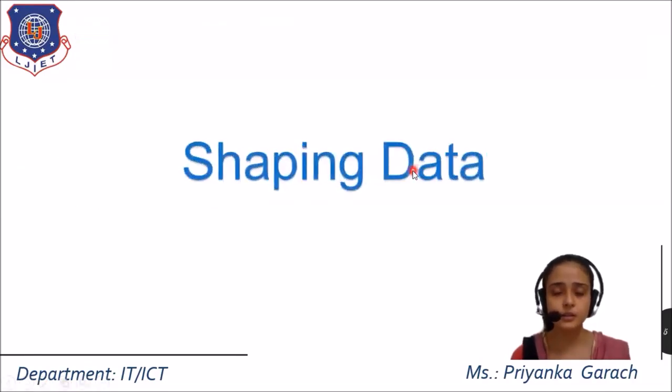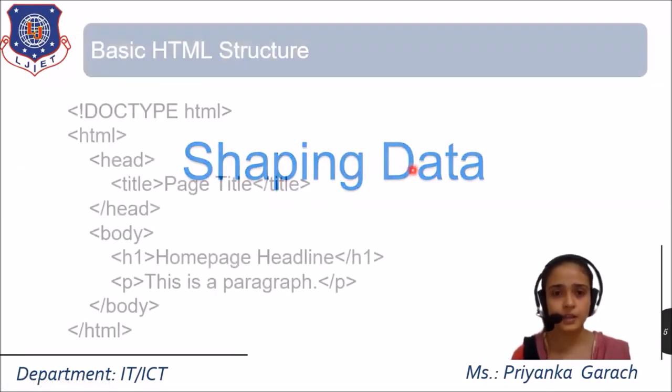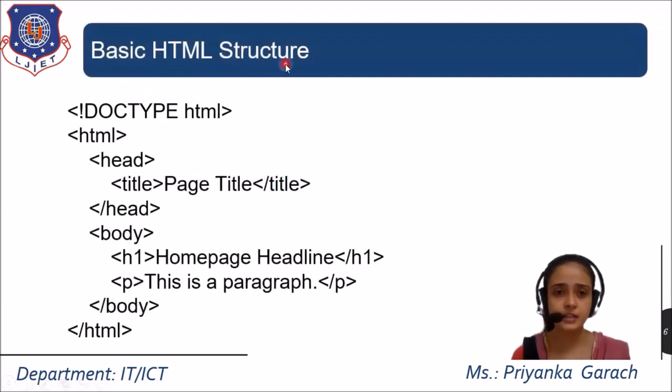Now let's start with shaping data. Into that we will see the parsing of the HTML and the XML structure. Now this is what the basic HTML structure is. HTML is one type of scripting language. And what is the full form of HTML? That is the hypertext markup language. So it is used to design a web page. So this is the basic structure of the HTML.